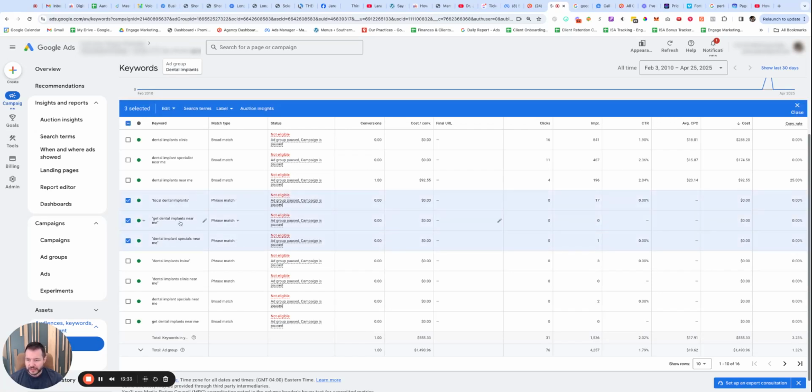Local dental implants near me, specials near me. I don't know that I would do specials in there because that's going to bring in your tire kickers and your price shoppers. Dental implants, Irvine. These are all phrase match, right? These are the ones that we want to be targeting from the get-go.